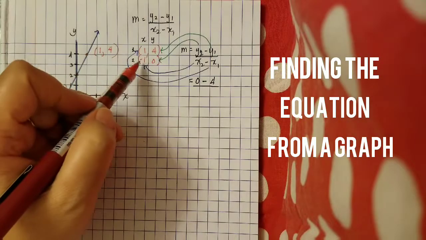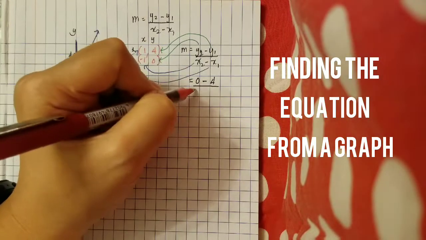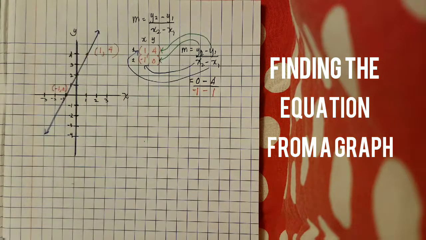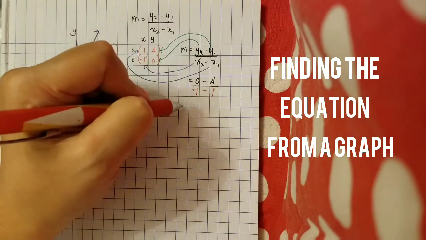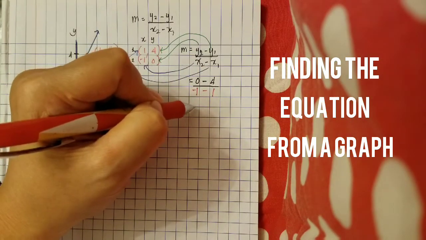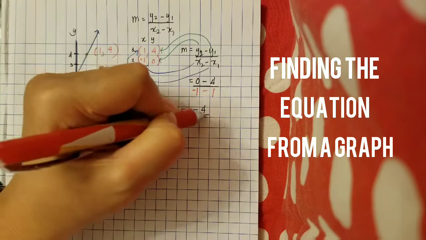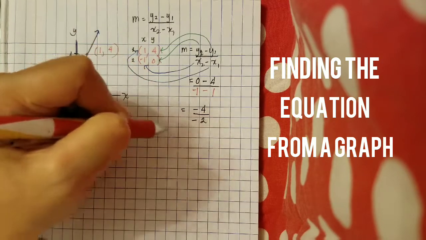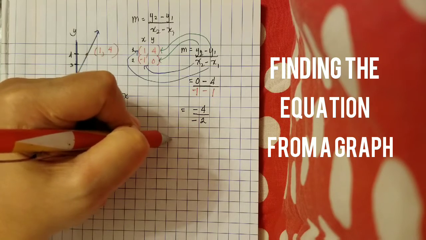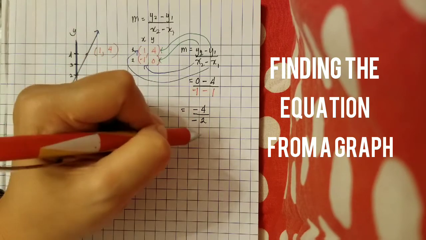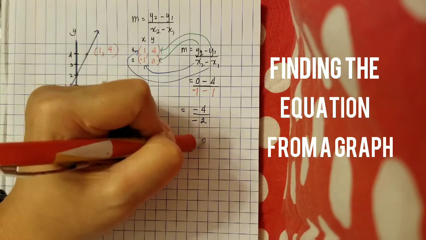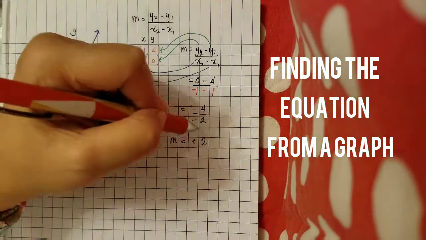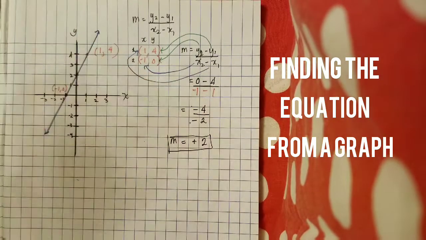So x2 is -1 minus 1, okay? So what do we have now? 0 minus 4 is -4 over -1 minus 1 is -2. And now we know that the slope is equal to +2, because negative divided by negative is positive. So this is your slope.